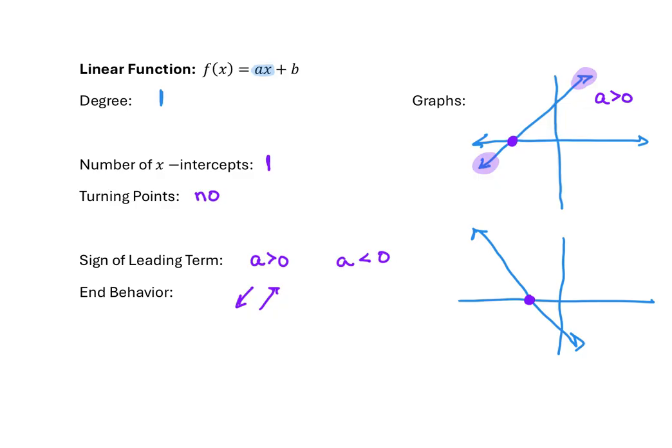Our second graph is if we have a negative slope, and so our leading coefficient would be negative. Again, we do the same thing: we just want to pay attention to what happens at the far ends of our graph. And what we get is this goes forever up and to the left, and forever down and to the right.